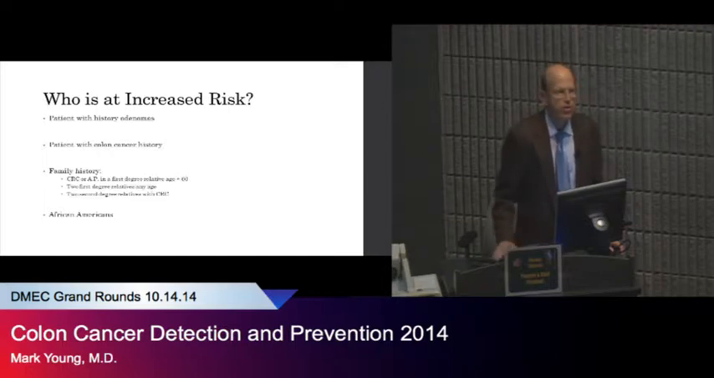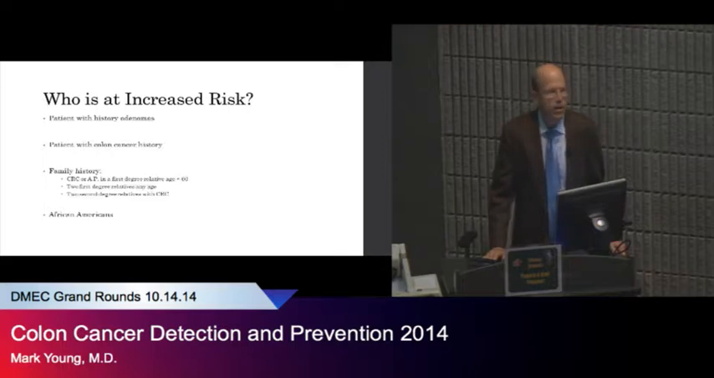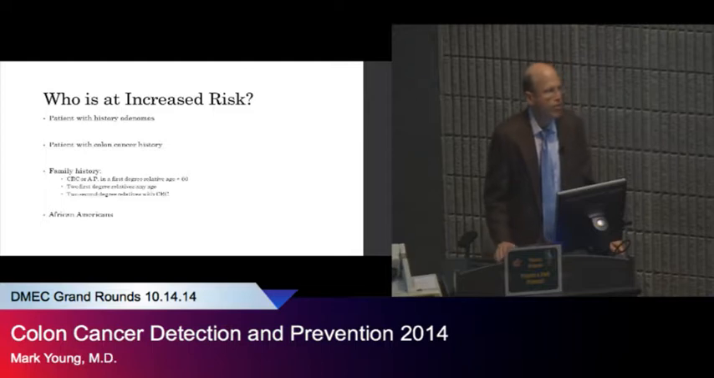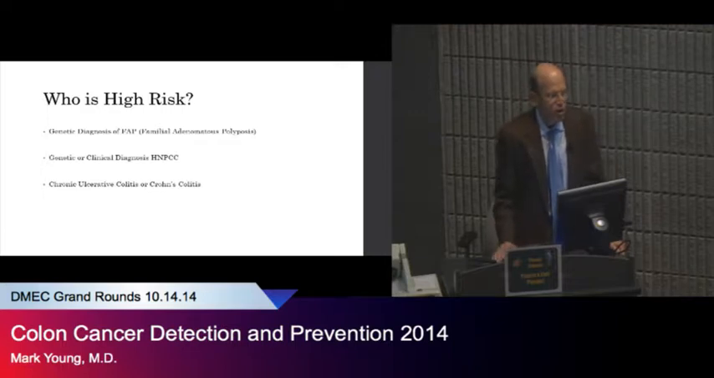The American College of Gastroenterology came out probably about 7 years ago and recommended that screening ought to be performed for African Americans at age 45 instead of age 50 because they aren't average risk. There are some societies coming out saying that maybe we ought to start screening African Americans at age 40. Who is at high risk?